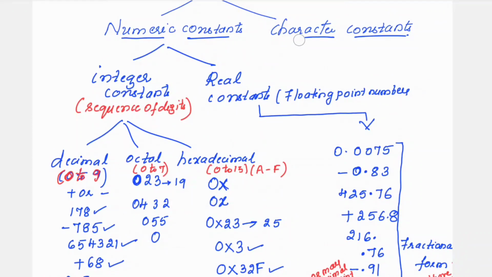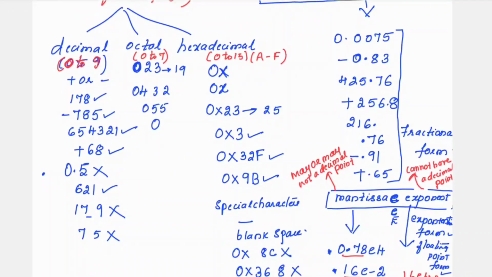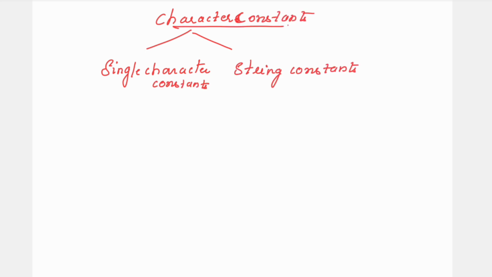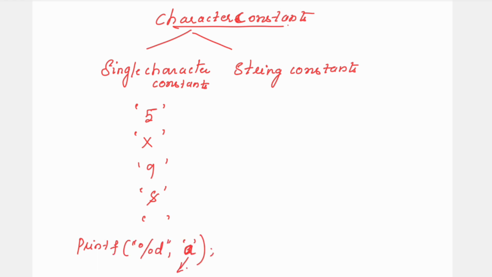Now coming to the second main category, that is the character constants. Character constants are further divided into two main categories. The first one is the single character constant, and the second type is the string constants. For the single character constants, any alphabet written in single quotes becomes a character constant. Even digits, a special character or even a blank space. It will print the ASCII value of this. Suppose you use this single character constant in a printf statement, it will print the ASCII value. The ASCII value of A is what?